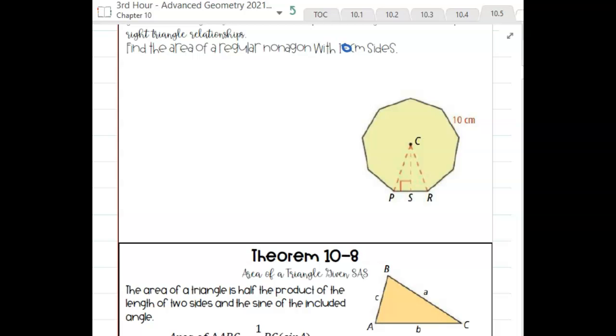So what I want to do, and we're going to do this a lot today, is just draw one of those 9 triangles. Just one of those, okay? So this is one of the 9. So this whole bottom is 10. To find the central angle, just like we did last week, I would take 360 and split it into 9 triangles. So when I take 360 divided by 9, we get 40.